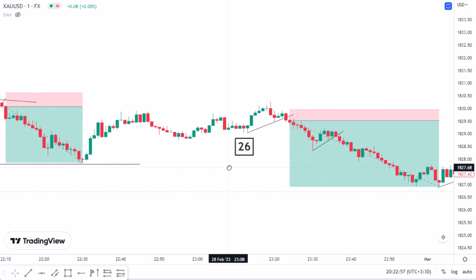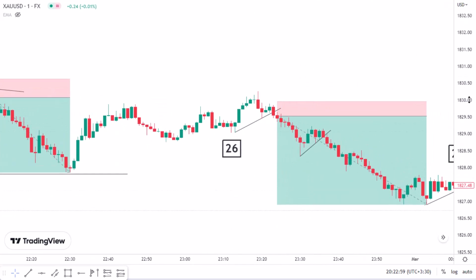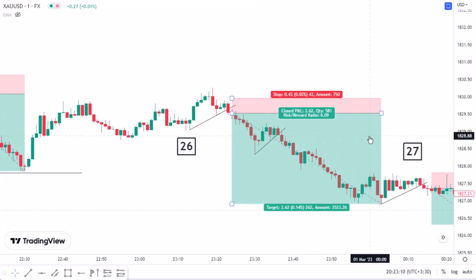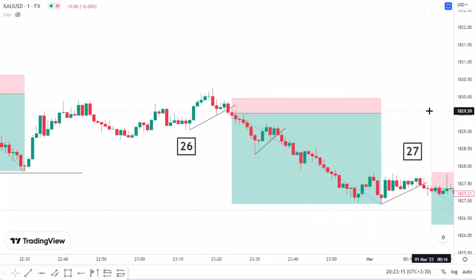On the trade 26, we have a trend line here with one touch, two touches. On the third time it breaks it with this candle. We enter the sell position, set our stop loss, and it gives us a reward of 6. You could also enter a sell position on this trend line too.